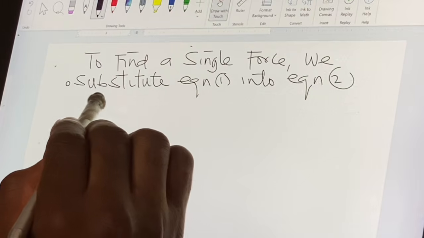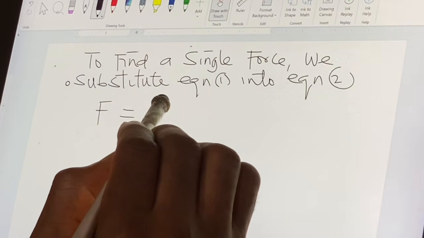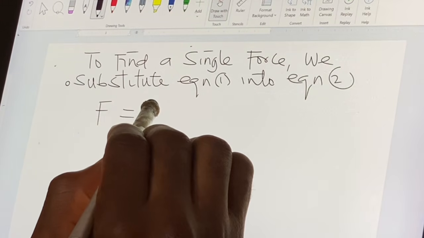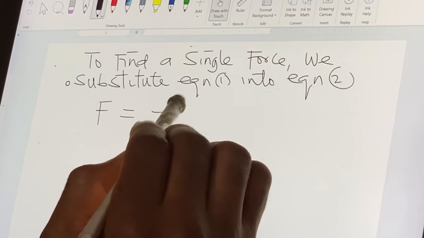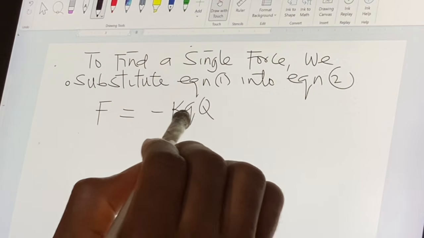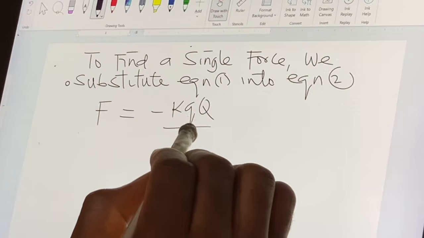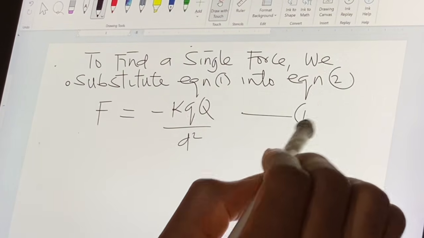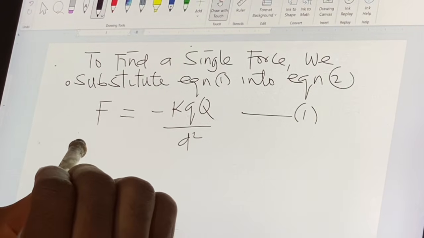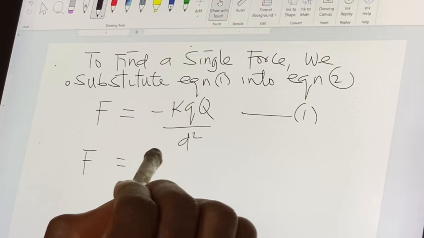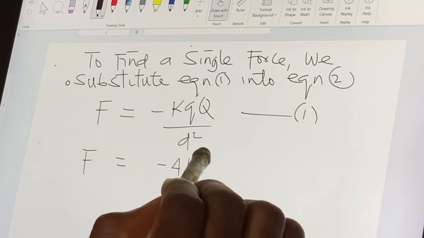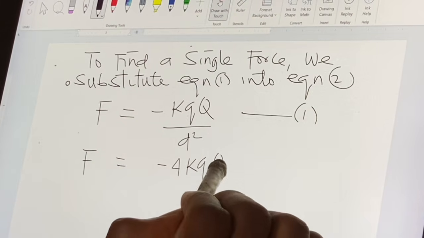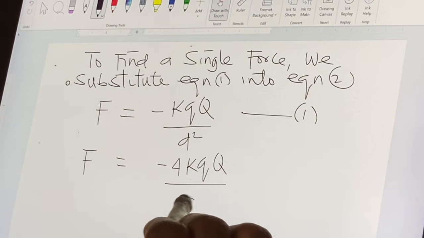Let's write down equation 1. Equation 1 is F equal to minus K small q capital Q over D squared. This is our equation 1. Equation 2 is F equal to minus 4K small q capital Q over D squared.